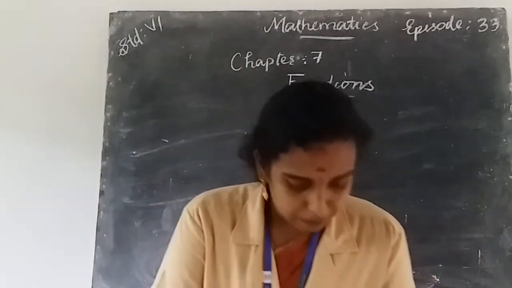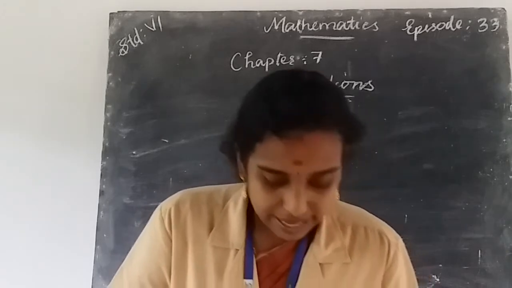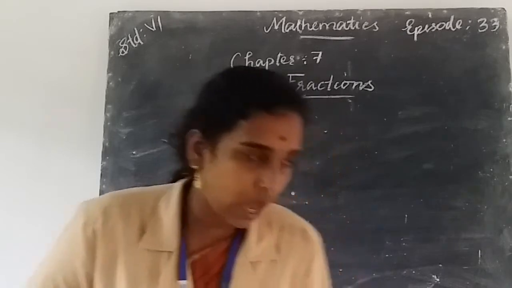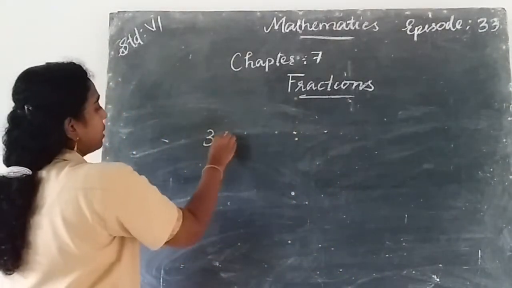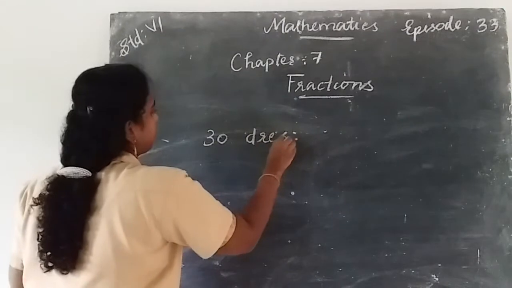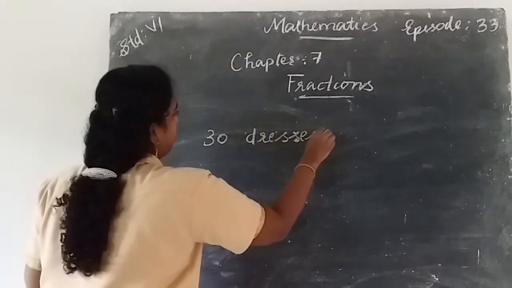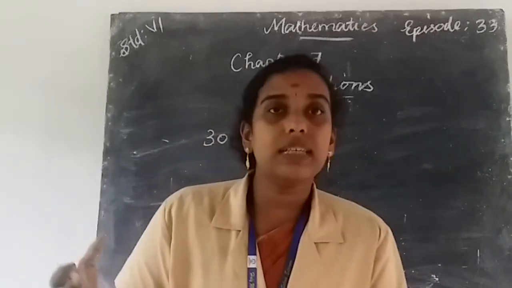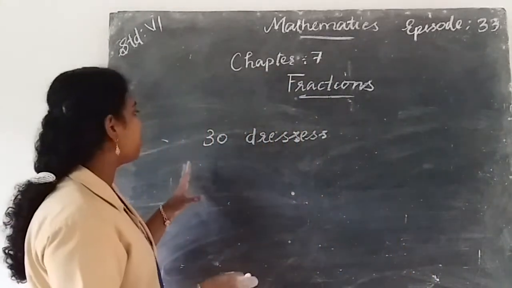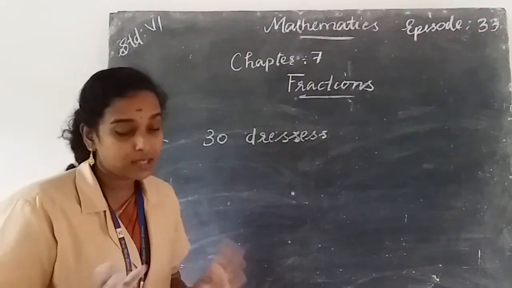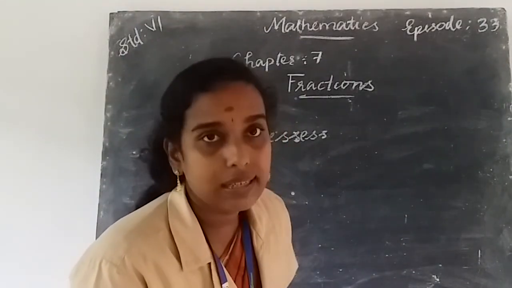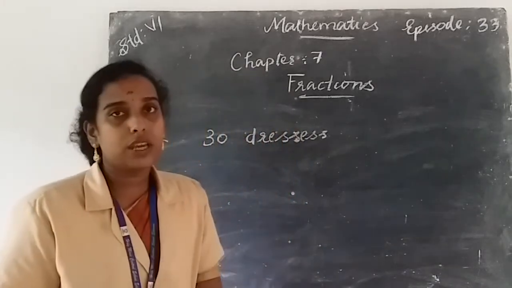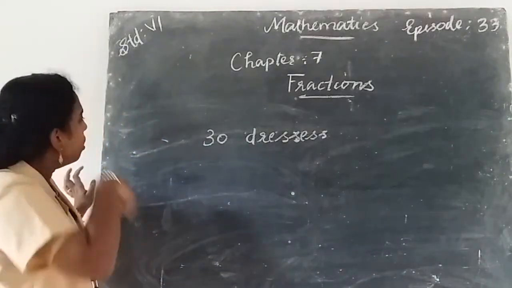Question number 7. Kanchan dyes dresses. She has to dye 30 dresses. She has so far finished 20 dresses, which means she has only 10 dresses left. And what fraction of dresses has she finished? I have to write the fraction.